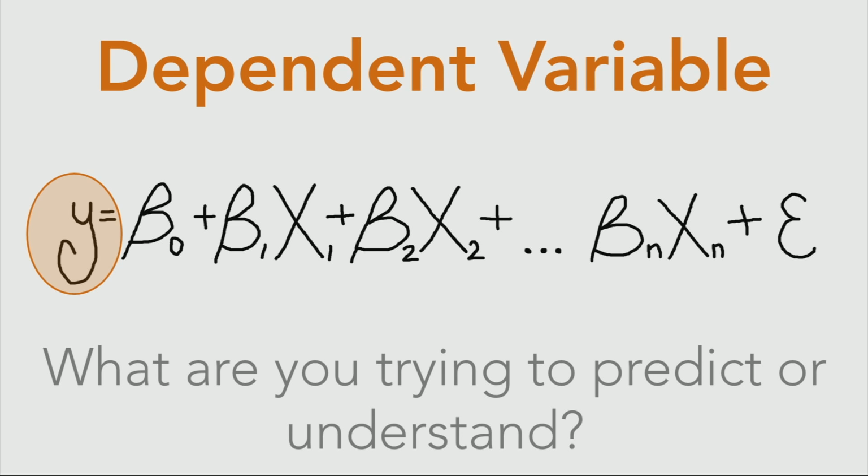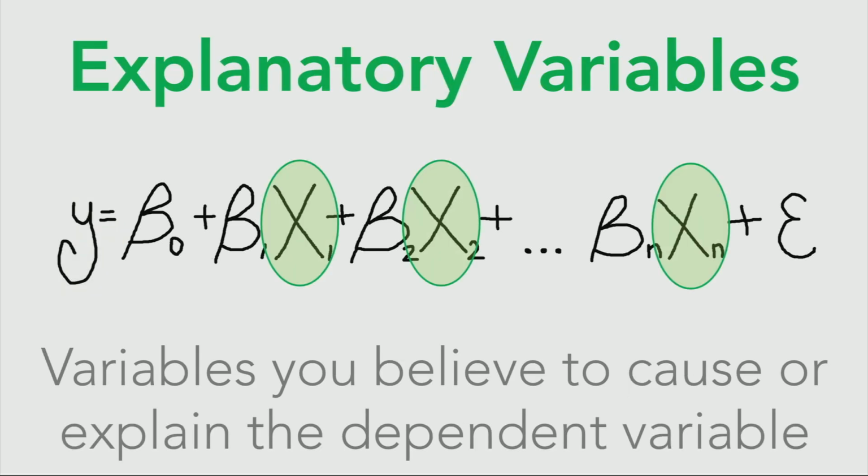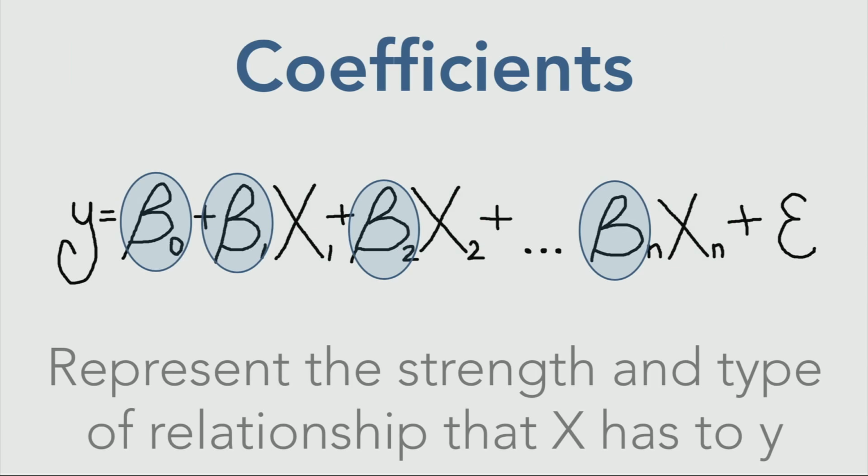So the y is the dependent variable. So this is the phenomena that we're interested in, what we're trying to predict, understand, and model. So y equals something based on everything on the other side of that equation. The x's are the explanatory variables. So these are the variables that you believe cause or explain or are related to that dependent variable that you're trying to model. They're also called independent variables.